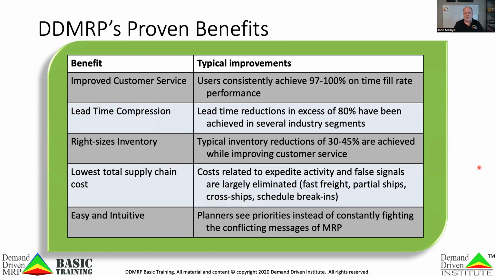Generally speaking, overall, we end up with about a 30% reduction in inventory at the same time we are improving customer service. Those expedite costs and false signals are largely eliminated, so we don't have the cross ships, schedule break-ins, and expedited freight. So we're reducing the cost of the supply chain in that regard. And it's easy and intuitive for planners to understand the priorities instead of the constantly changing and conflicting messages of MRP.